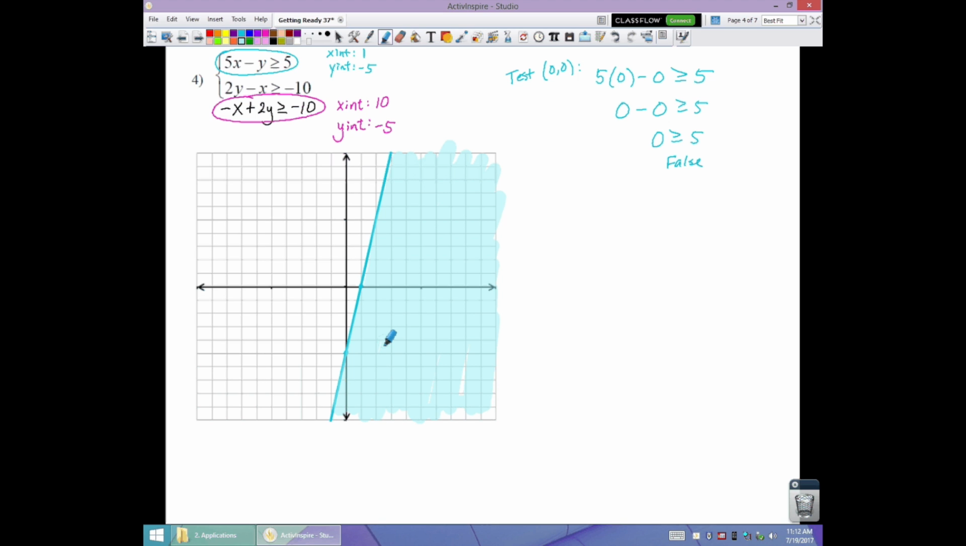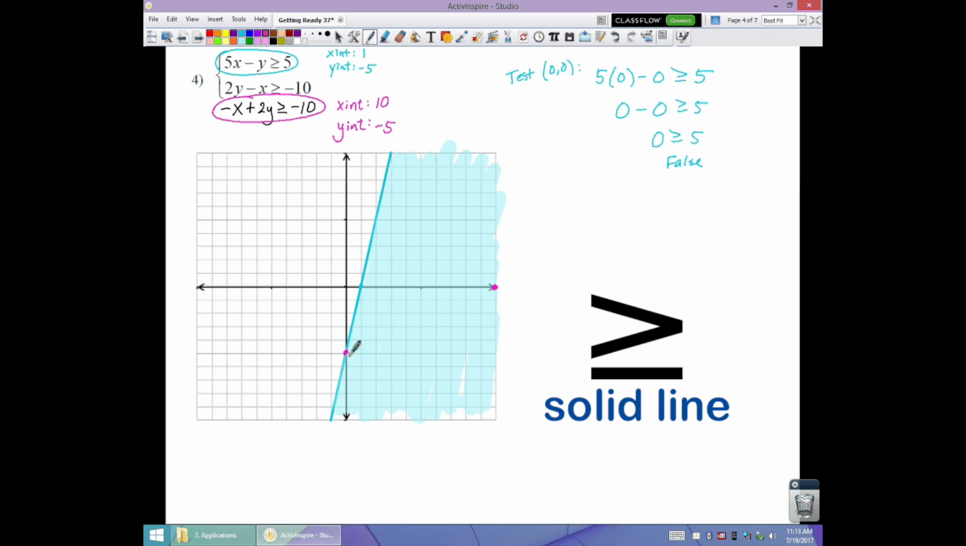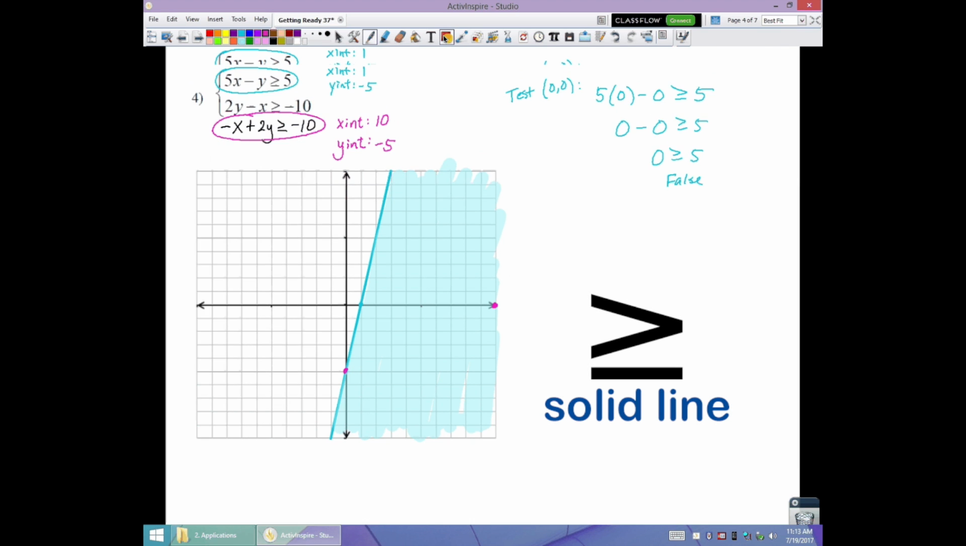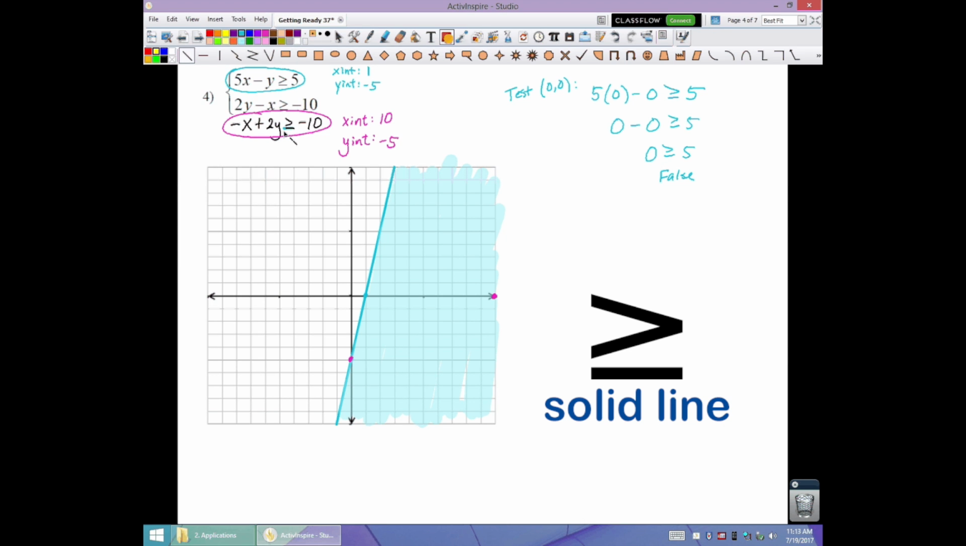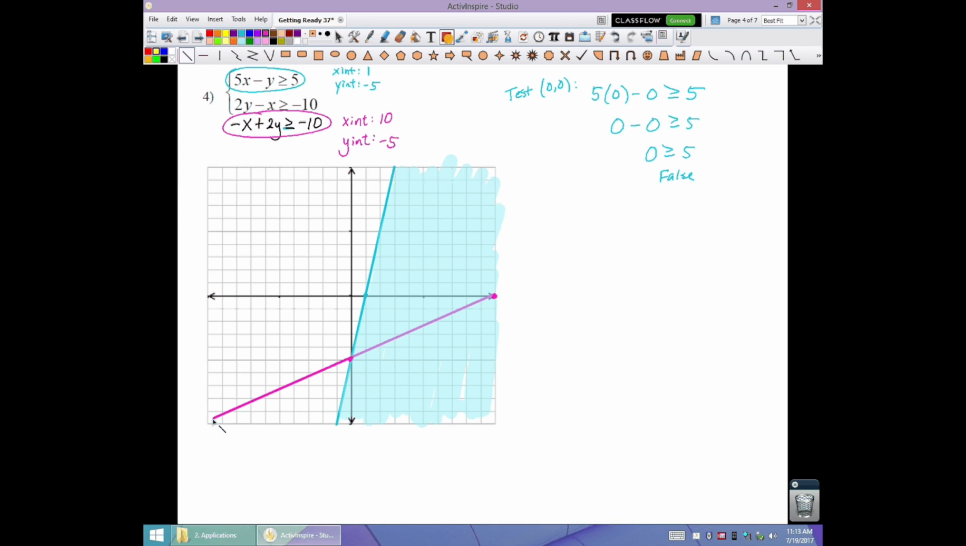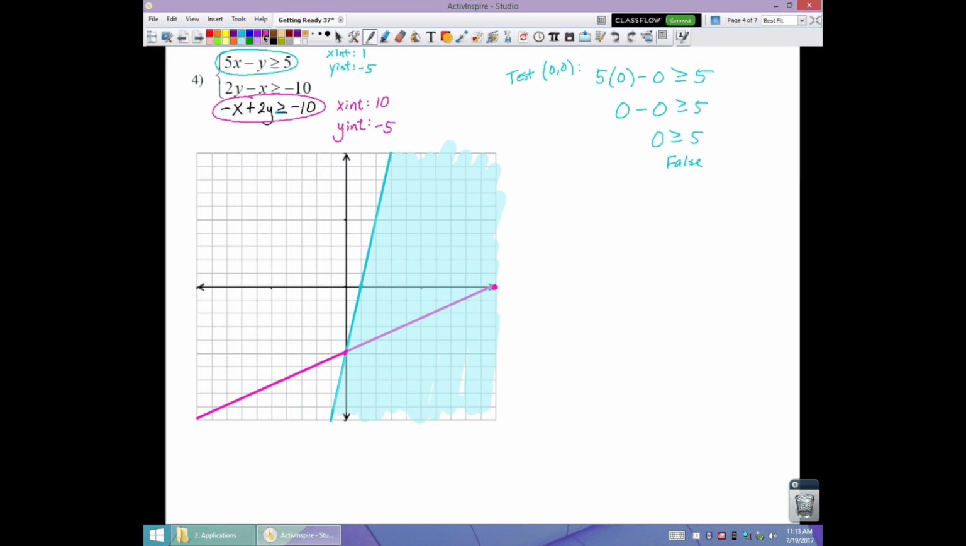All right, for the pink one, I have an x-intercept of 10, and a y-intercept of -5. This one is a solid line also because it's or equal to. So solid line. And I need to, again, use a test point. I can use 0, 0 for this one also.